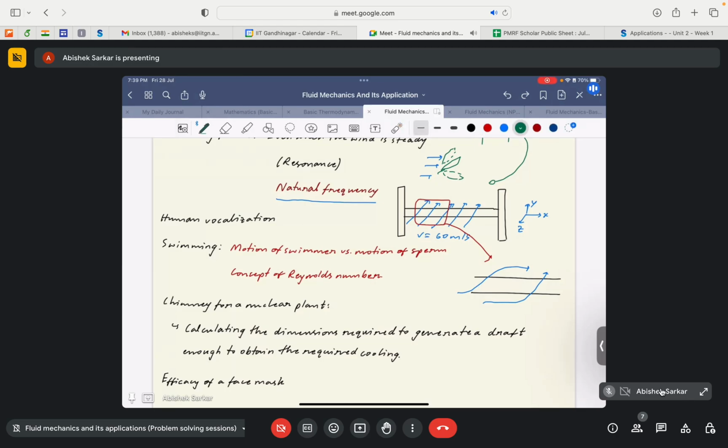And again, some other examples, it is human vocalization.